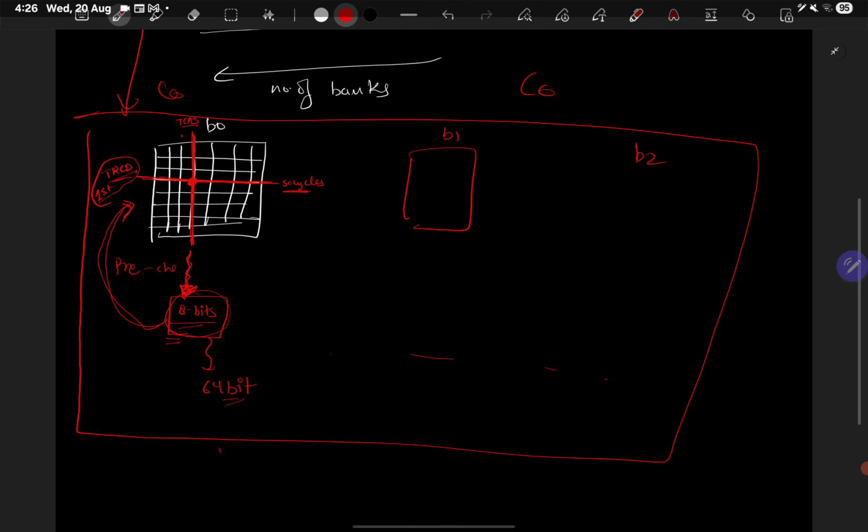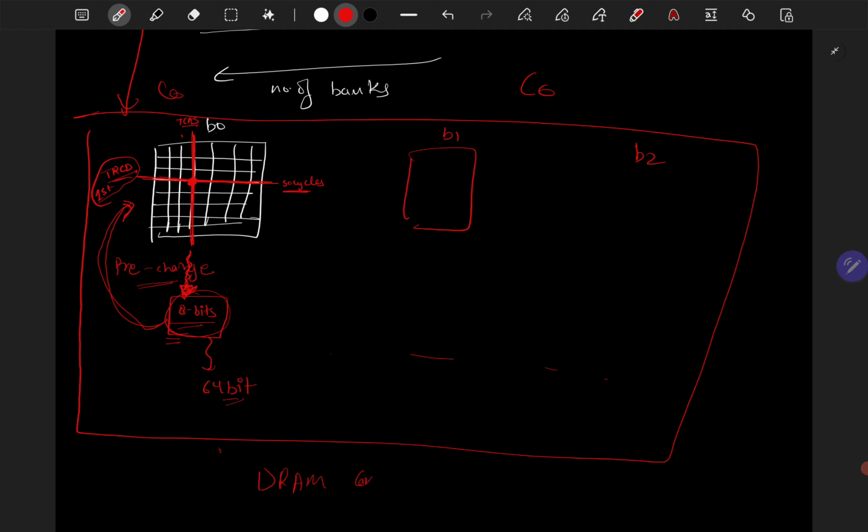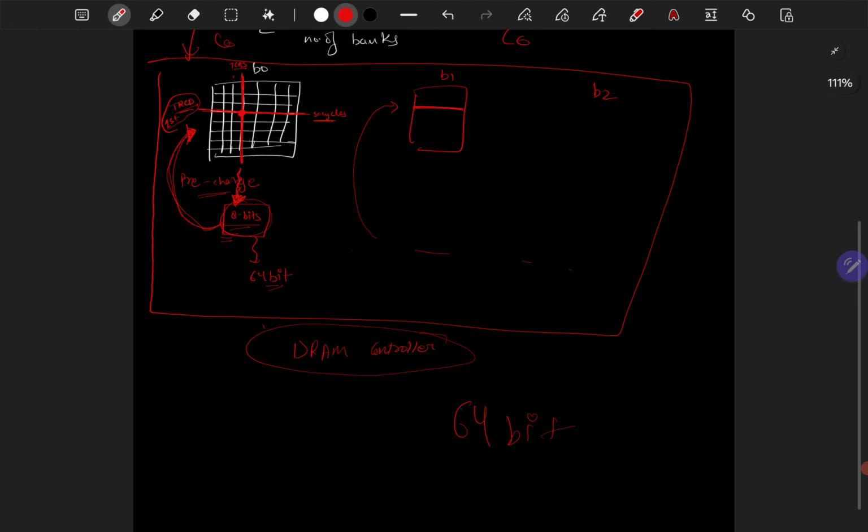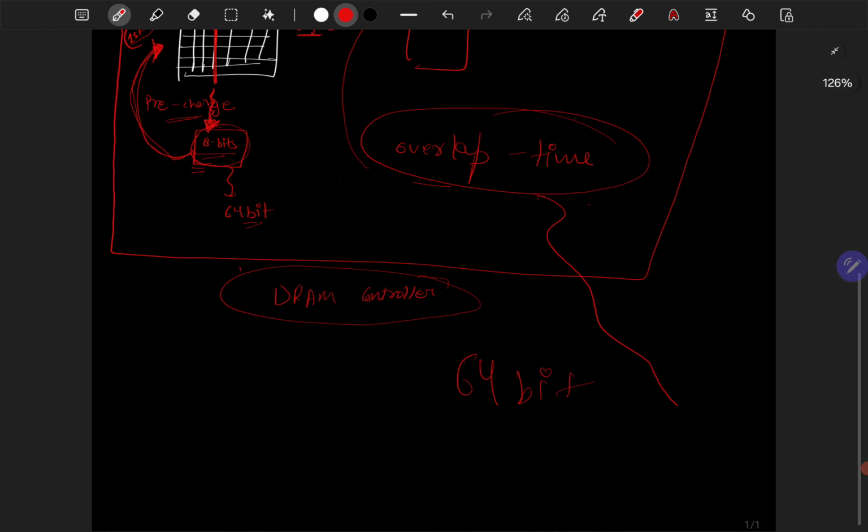So while this particular data is being pre-charged, my DRAM is sitting idle. So what will my DRAM controller do? The DRAM controller sits inside the CPU. Now my DRAM controller will tell it that by the time this particular row is pre-charged, you try activating this particular row inside bank 1. What this will do is ultimately overlap time. Now by overlapping time, we reduce the average waiting time for a request to be served from the DRAM.